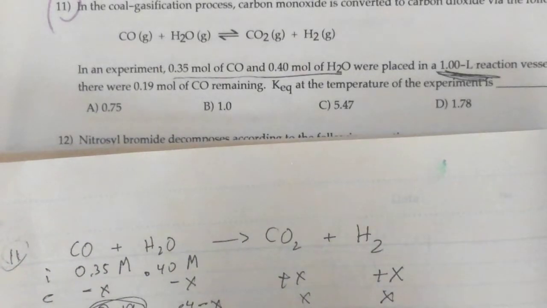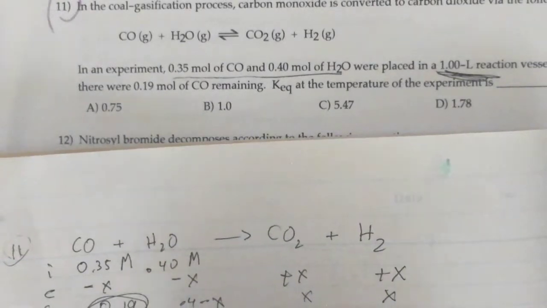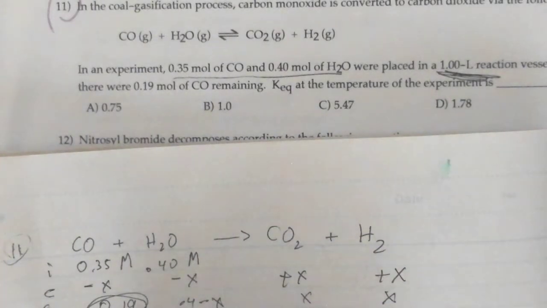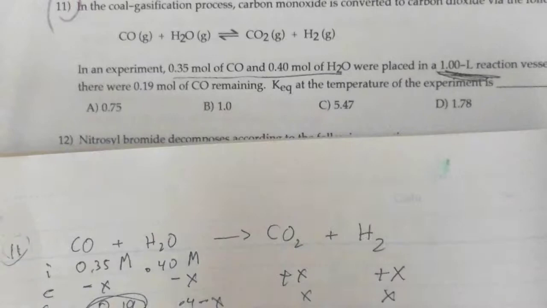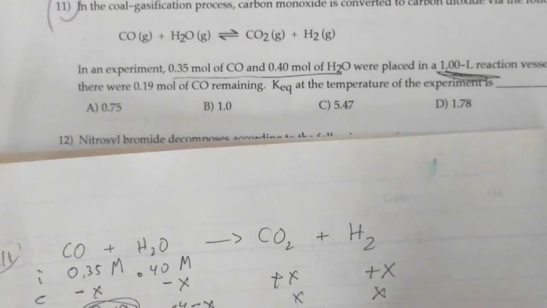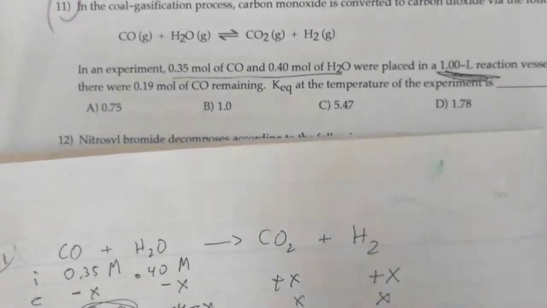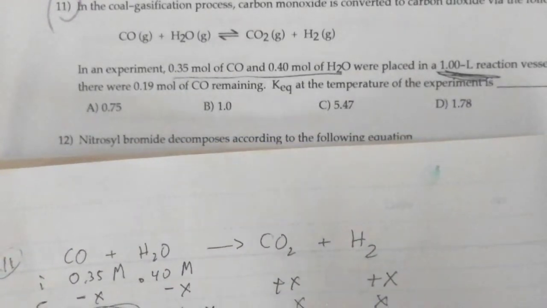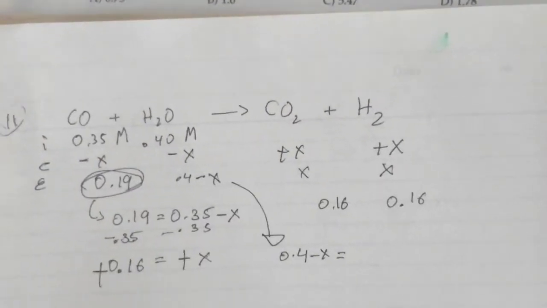So I'm going to subtract that to this side, move that this way. Or you can just subtract it this way: 0.35 minus 0.19, then you are saying you got negative X. That's going to be 0.16. Negative negative becomes positive, so X is 0.16. So that means this is 0.16, this is 0.16, this is 0.4 minus X.